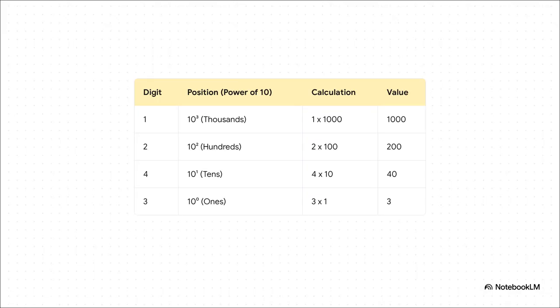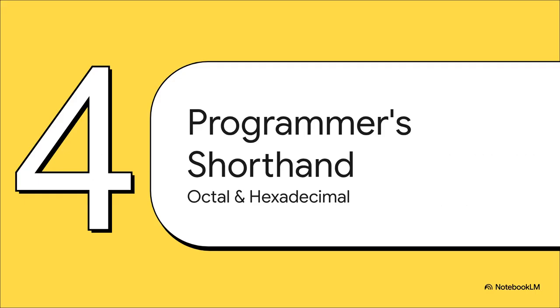Now, just like binary, our system is all about position. Take a number like 1,243. We know the 3 is in the ones place, the 4 is in the tens, the 2 in the hundreds, and the 1 in the thousands. Each spot is just a power of 10, you see? It's the exact same principle we just saw with binary. The only thing that's changed is the base number. So computers speak binary, and we humans use decimal.